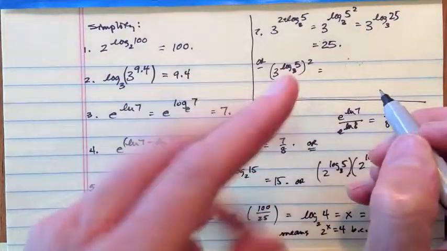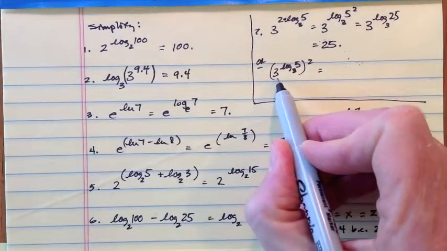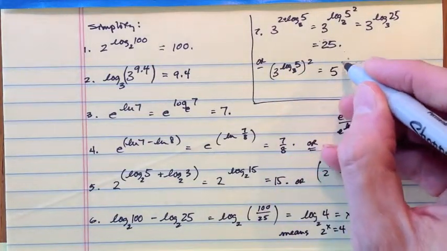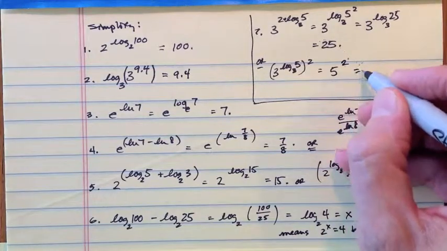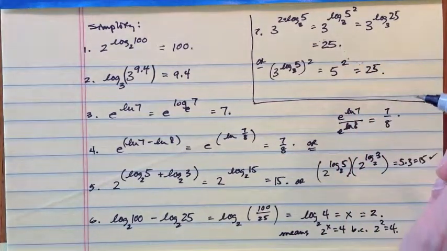For that matter, I could have written them the other way too, but I think this is probably the more useful way, because what's the thing inside the parenthesis? 3 to the log base 3 of 5 is just 5. So that's 5 squared, which is 25. I'm glad to see we got the same answer both times.